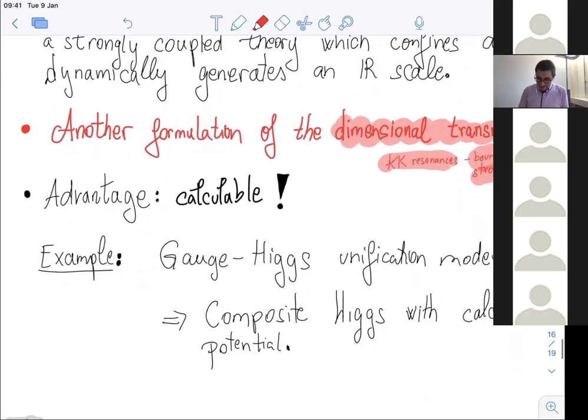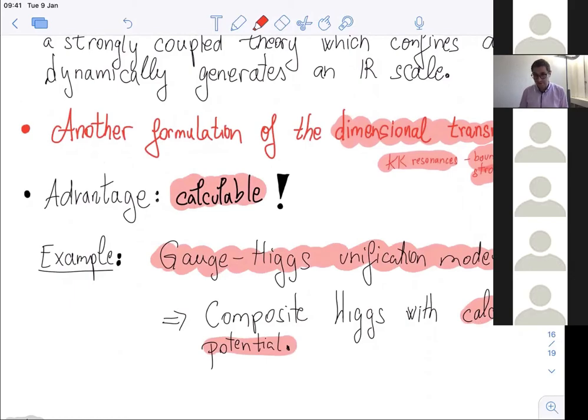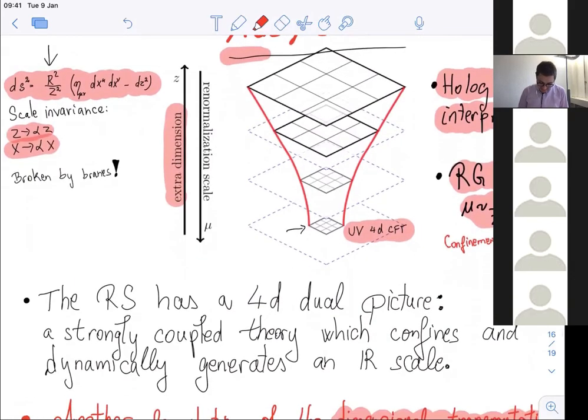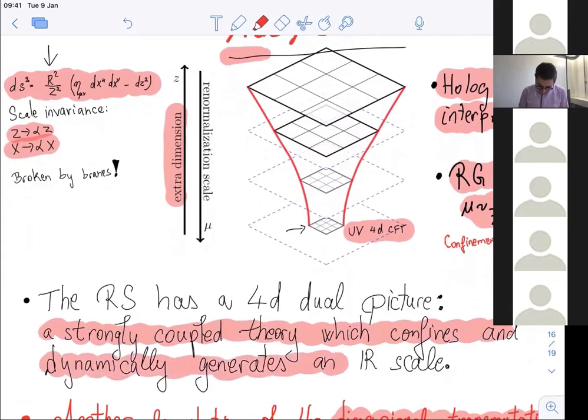So in fact, this RS is just the dual picture of, for example, these gauge Higgs unification models, the class of RS models. They are the composite Higgs. And this is very nice because now we have a weakly coupled theory where we have a calculable potential for the composite Higgs. So the RS has a 4D dual picture, which is a strongly coupled theory that confines and dynamically generates the infrared scale.